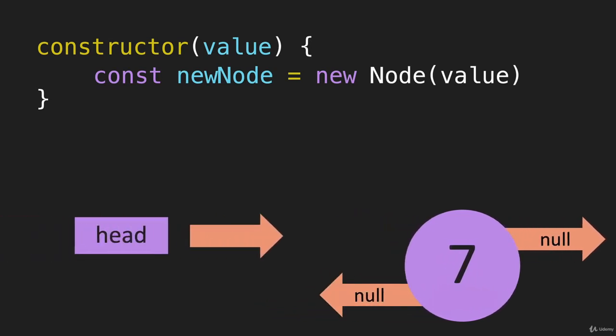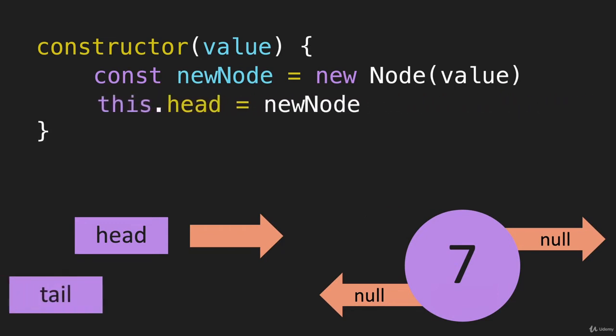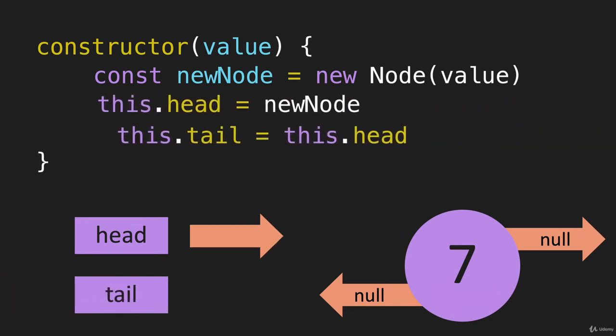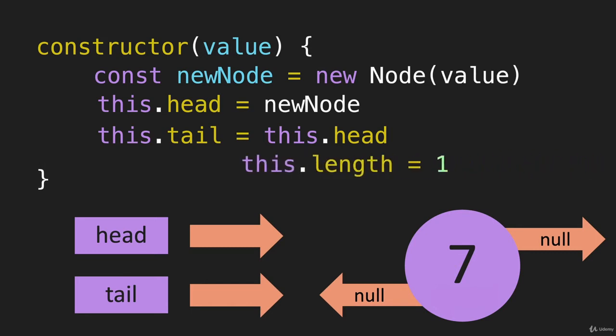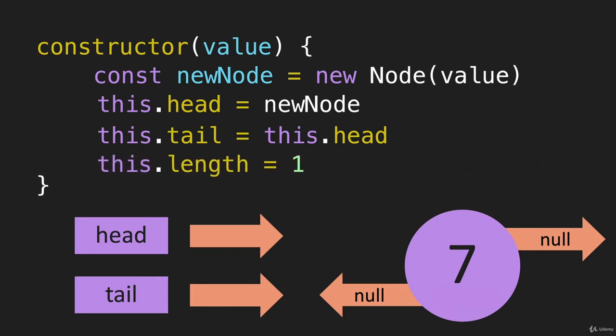Then we had head point to the new node with this line of code. And then we had tail set to this dot head. So it's just pointing to the same thing head was pointing to. And we made the length equal to 1. There is nothing that changes in the constructor. The only thing that changes is in the node itself.